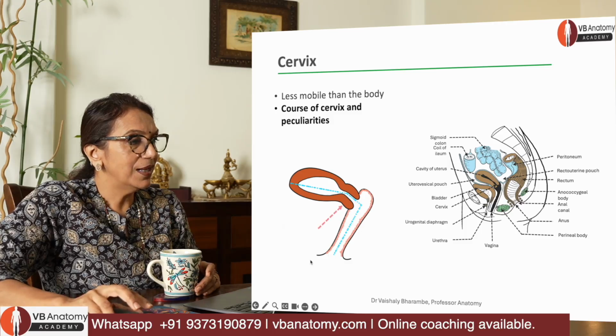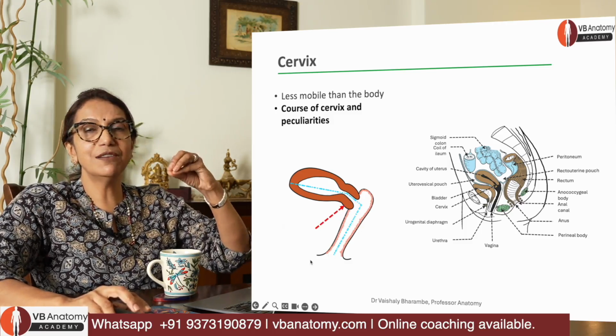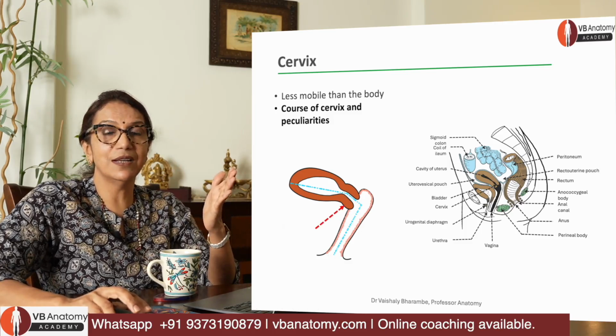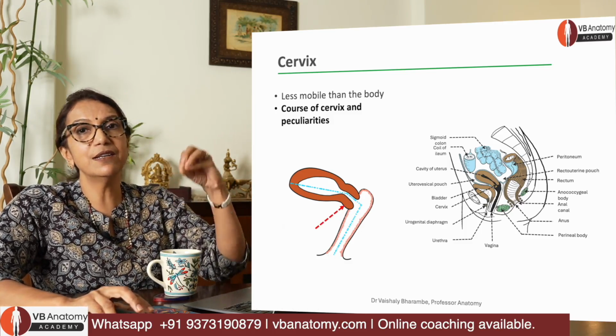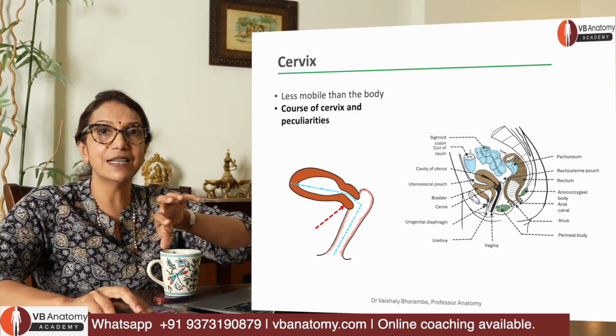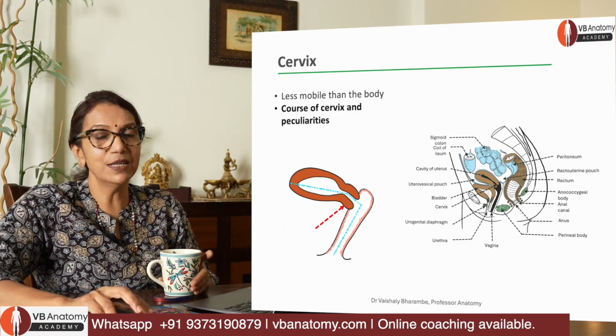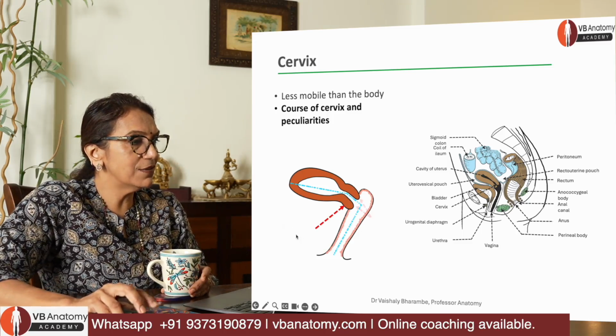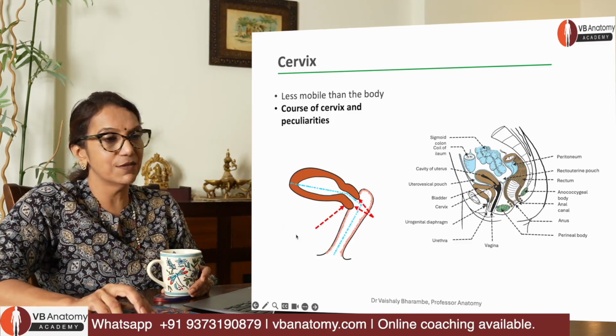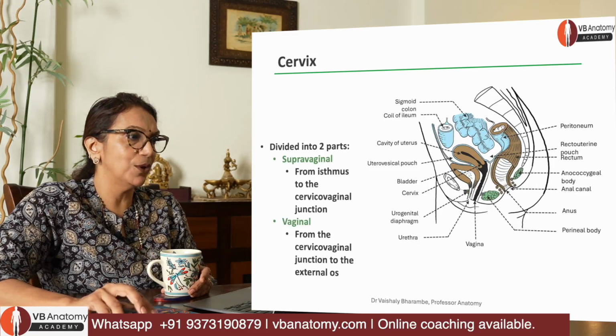So, a small portion of the cervix remains outside the vagina, which is the supravaginal cervix, and a part of the cervix enters into the vagina and stays inside it, which is the intravaginal cervix or the vaginal cervix, right? So this is the supravaginal cervix, this is the vaginal cervix. Let's understand a little bit about those.